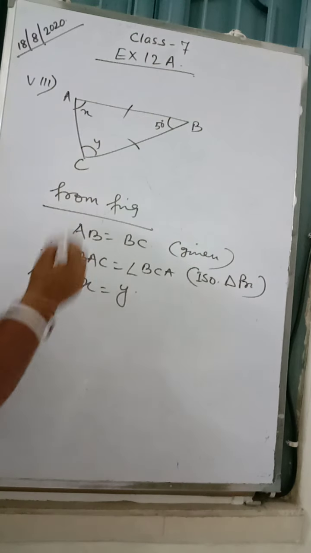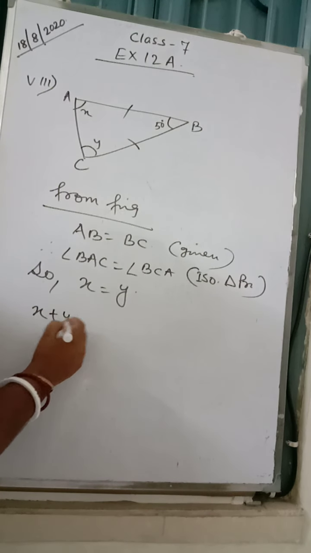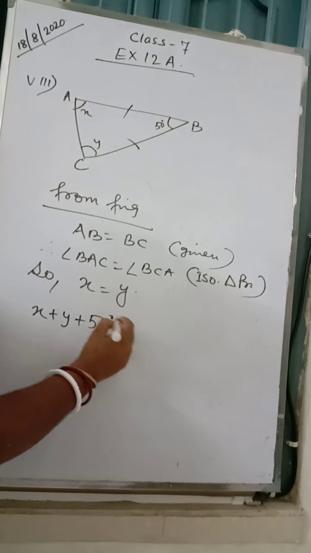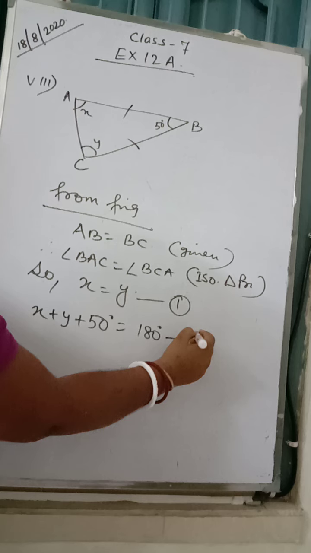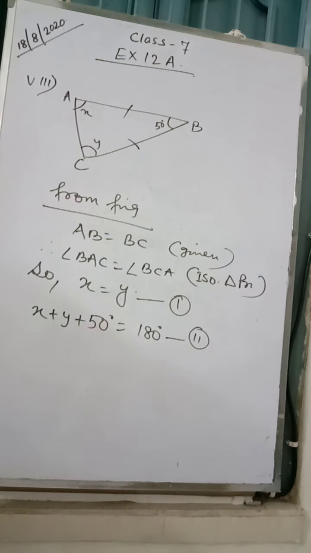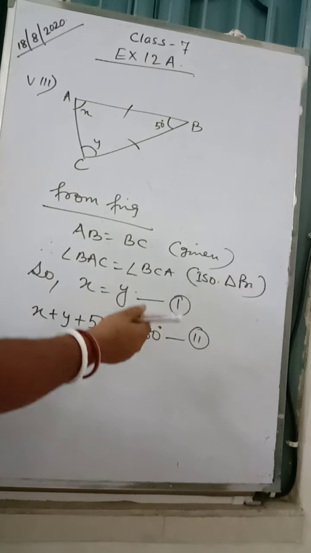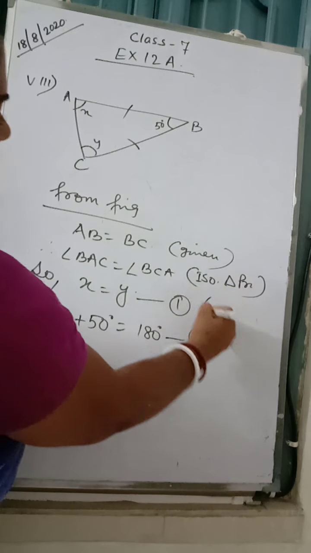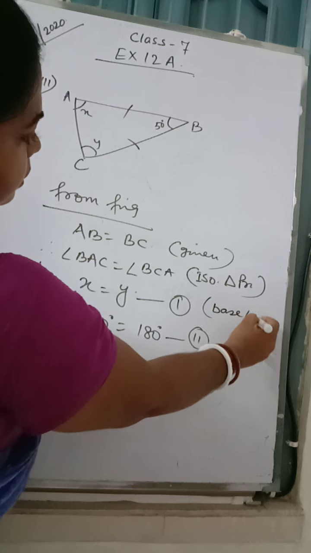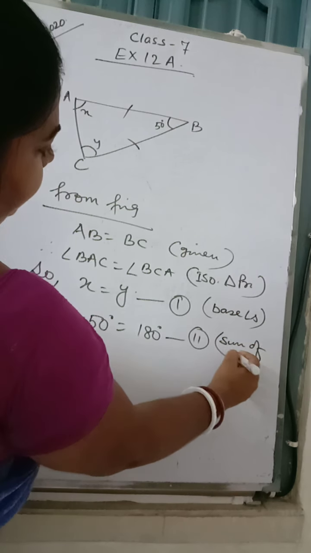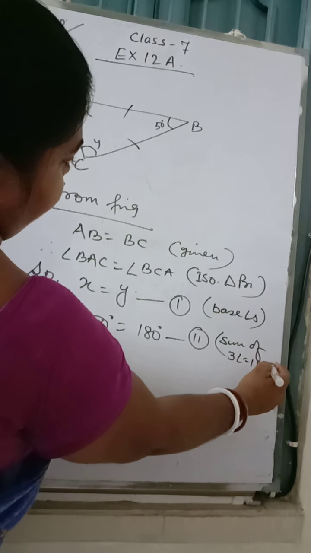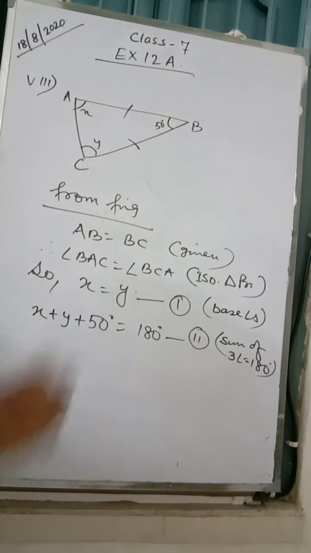Now this angle is 50 degree. X plus Y plus 50 degree is equal to, this is number 1 we got, 180 degree. This is number 2 we have got. We have got now, X is equal to Y. Why? These are their base angles. Sum of 3 angles is 180. So X plus Y plus 50 degree is equal to 180 degree.